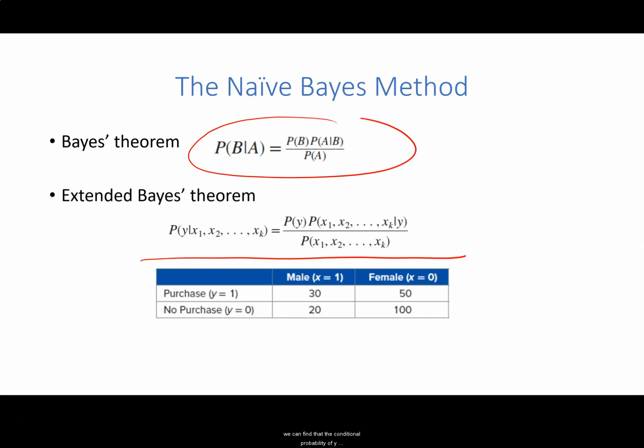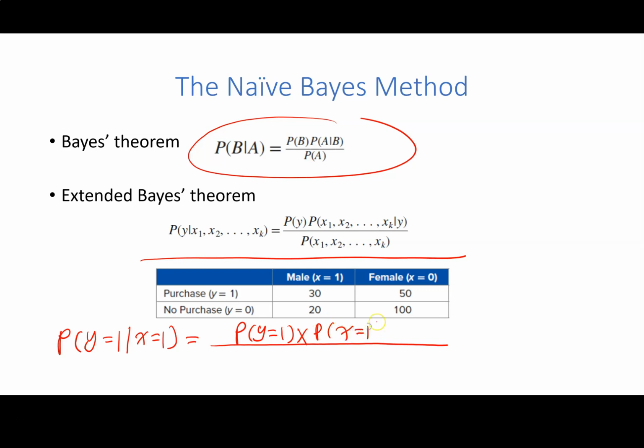Using the Bayes theorem, we can find that the conditional probability of y equal to 1 given x equal to 1, which means that the customer is male, can be calculated as the overall probability of y equal to 1 multiplied by the conditional probability of x equal to 1 given y equal to 1, divided by the overall probability of x equal to 1.